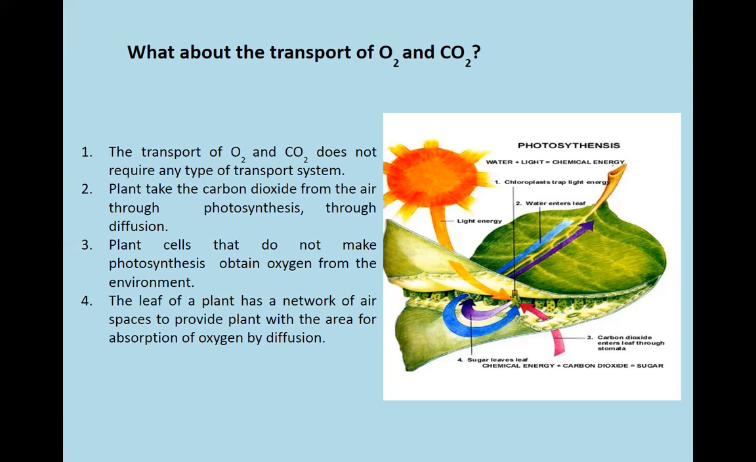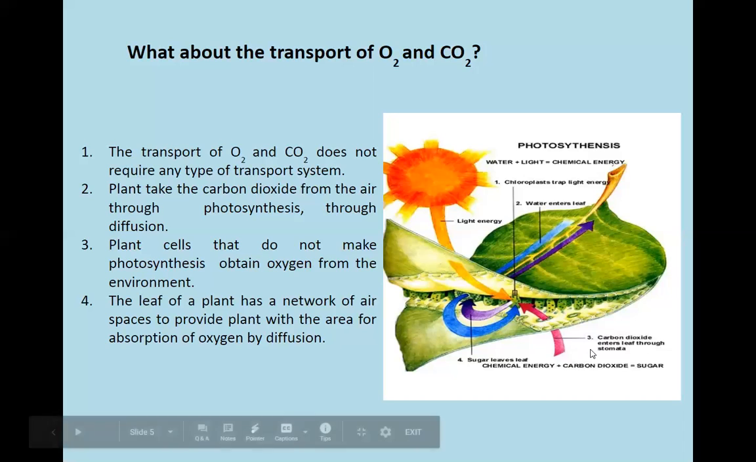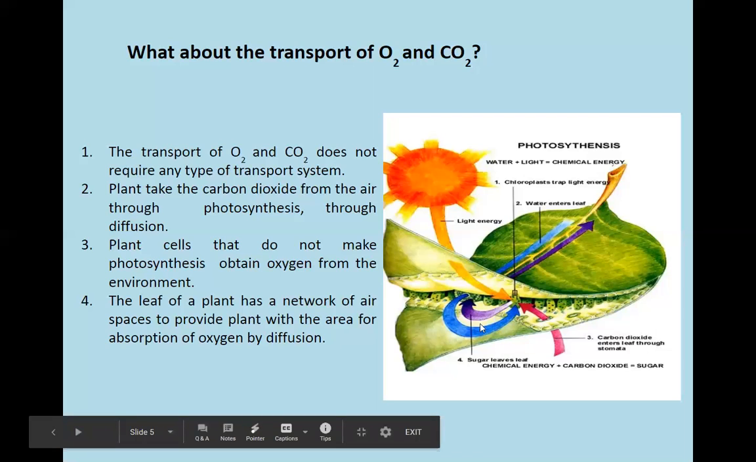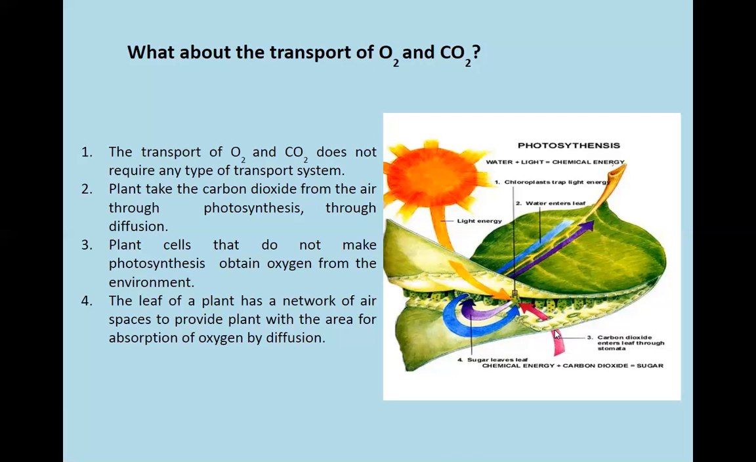Plants do also obtain oxygen from the environment, because the leaf of a plant has very wide air spaces inside, and these air spaces provide enough area for the absorption of oxygen by diffusion. Even though plants do not need as rapid a supply of oxygen as animals, they are able to obtain oxygen through the process of diffusion.